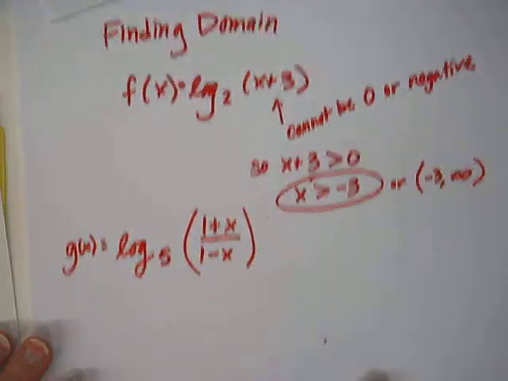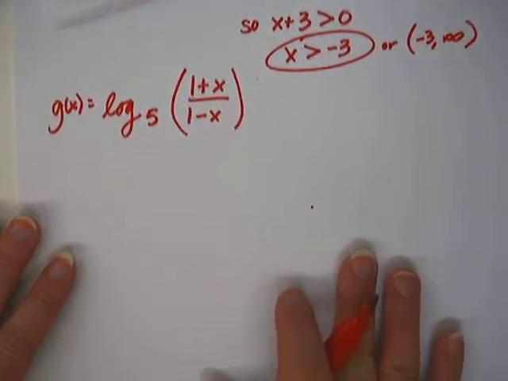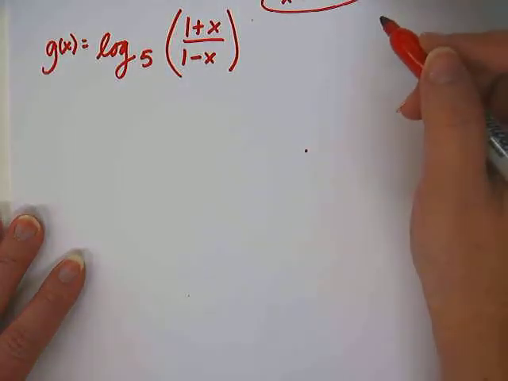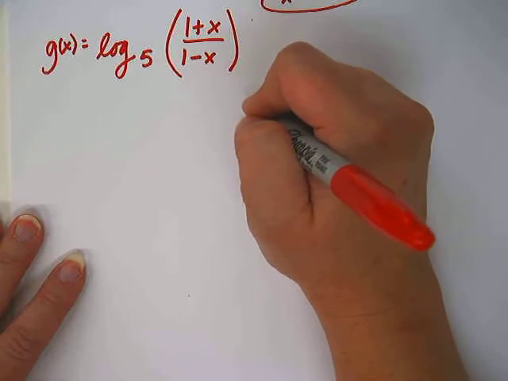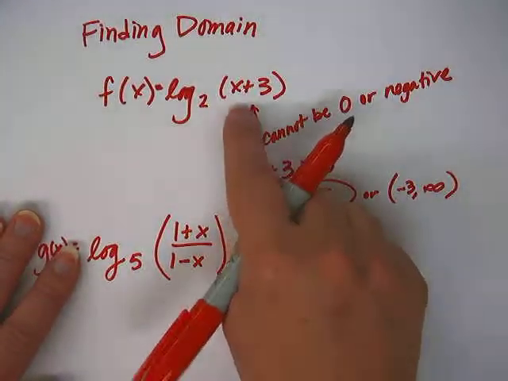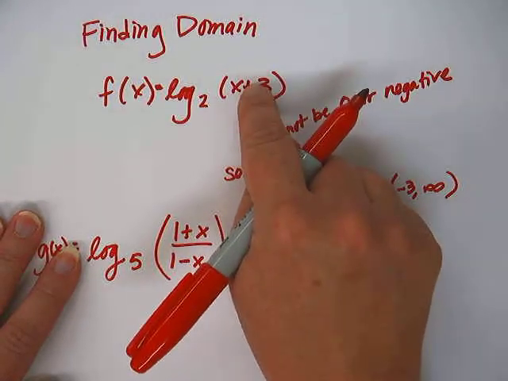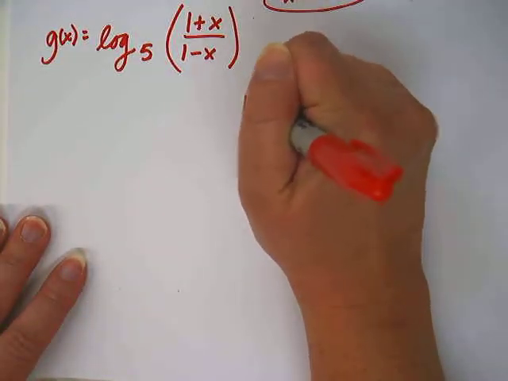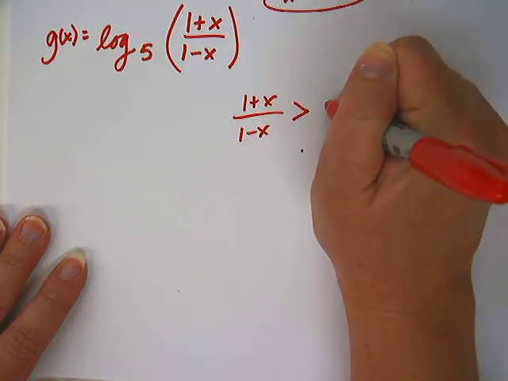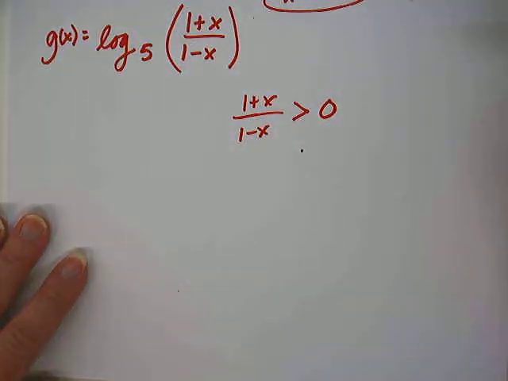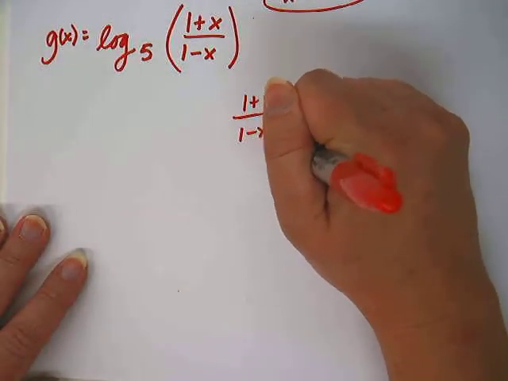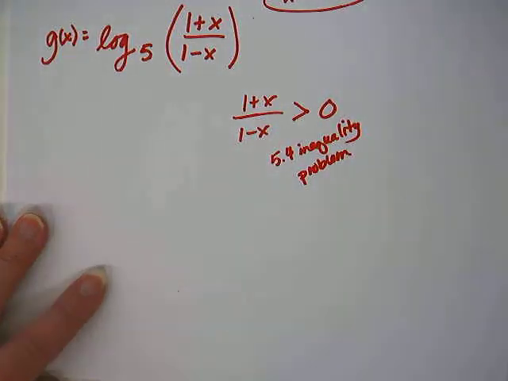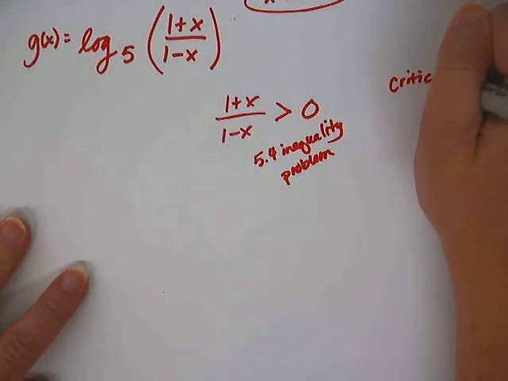Okay, let's try another one. G of x equals log base 5 of (1 plus x over 1 minus x). So again, this stuff cannot be 0 or negative. So what do we do? What did I do on this other problem? I took the stuff and I set it greater than 0 and I solved it, right? So let's take the stuff, (1 plus x) over (1 minus x), greater than 0, and solve it. It might look simple, it's not. This is a 5.4 inequality problem.